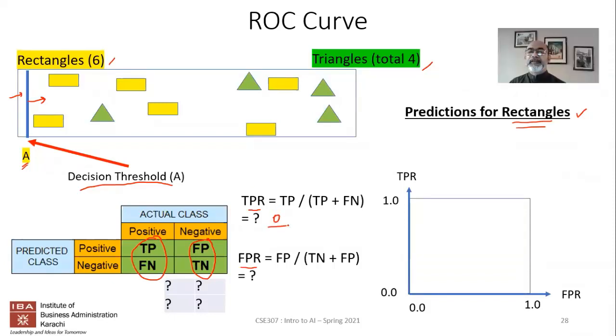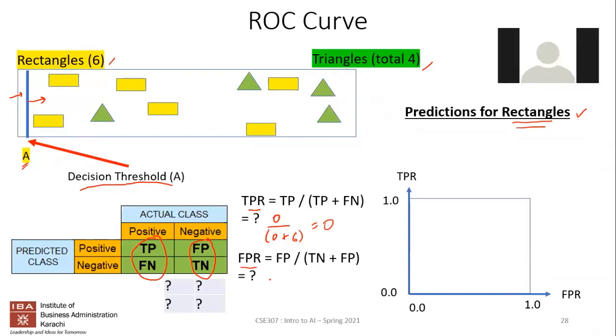So there are 0 true positives. Now, how many false negatives are there? False negatives would be 1, 2, 3, 4, 5, 6. All rectangles are considered over here. So the true positive rate would be 0.